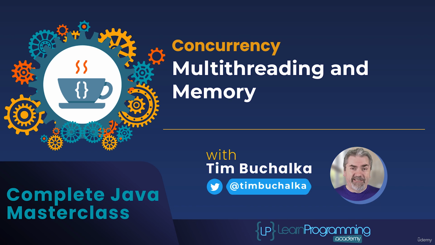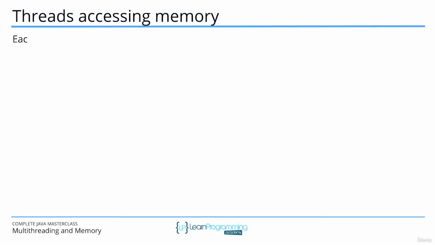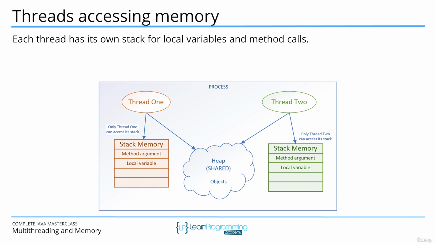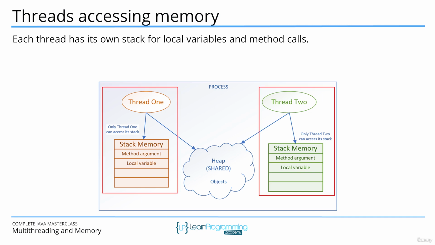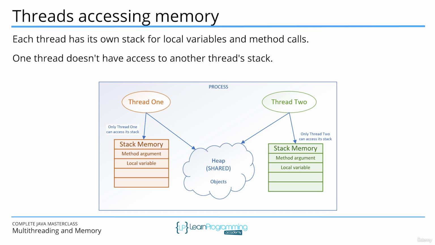In the last couple of videos, you learned how to communicate with concurrently running threads. In this video, I wanted to visit in more depth the types of memory that concurrent threads have access to. In the introduction, I told you that each thread has its own stack for local variables and method calls. One thread doesn't have access to another thread's stack. You can think of the stacks as silos.